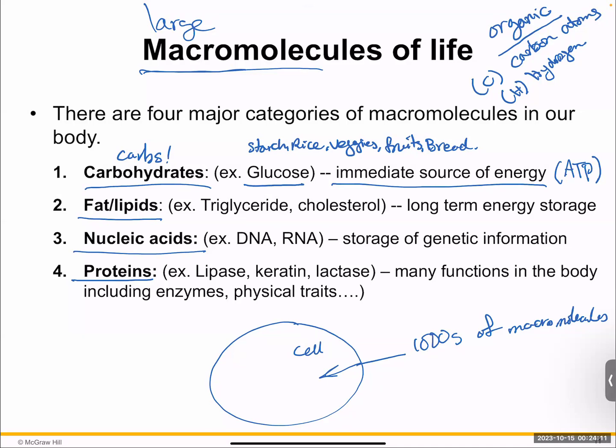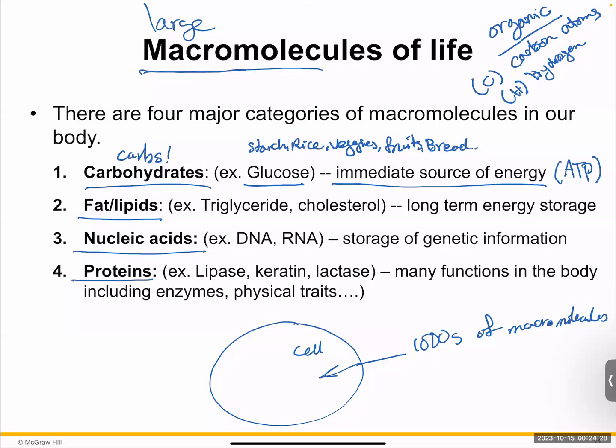And again, commonly, if you're watching a lot of videos, they try to scare you off of fats and lipids. But I do want to make sure you understand that fats and lipids are a good part of our life. We do need them in our life. It's just nothing in excess.